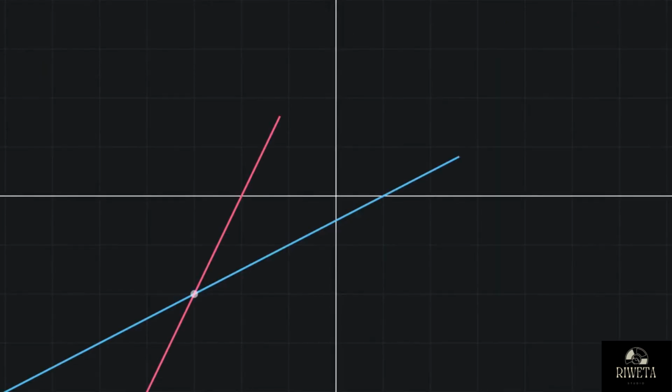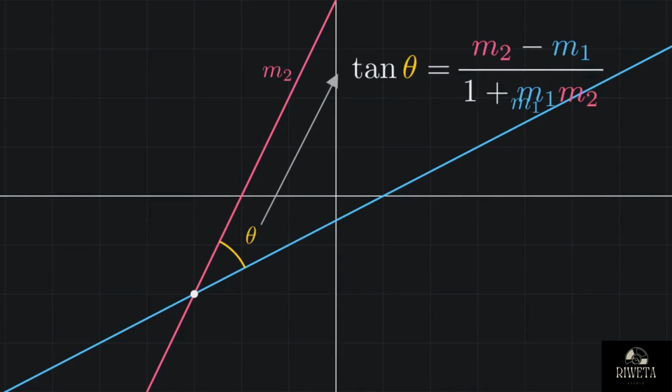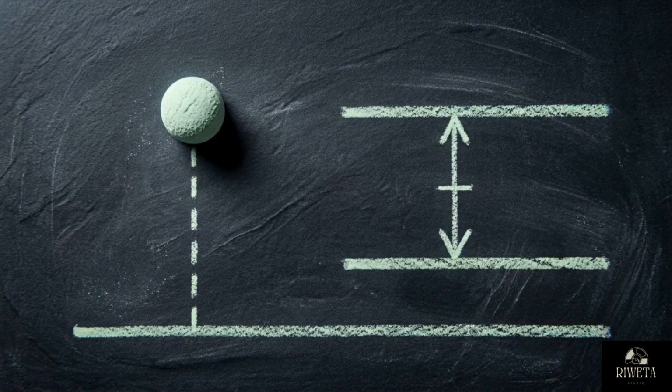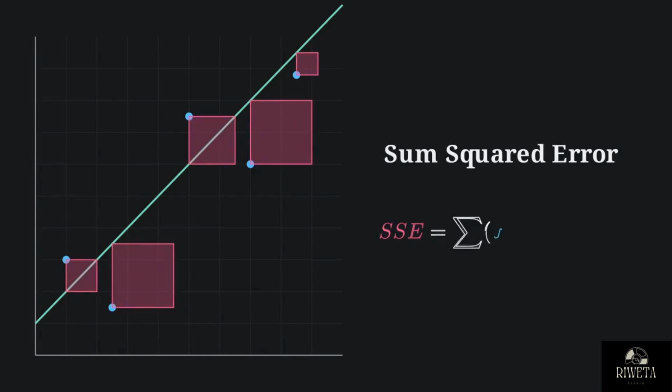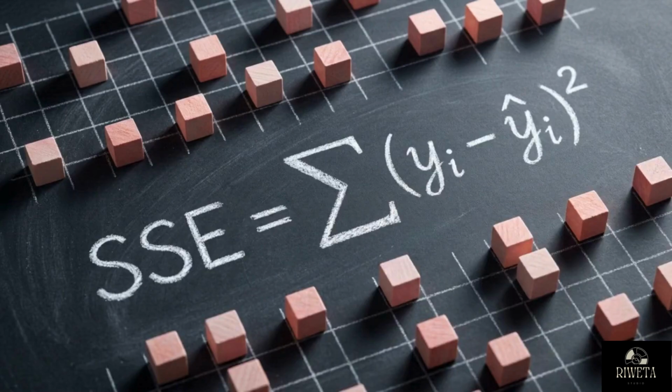When lines intersect, we calculate the specific angle between them by comparing their individual slopes. We can also define the shortest distance from an independent point to a line, or the constant distance separating 2 parallel lines. This chart shows a scatter of data points and a linear model of fit. To measure its accuracy, we calculate the sum-squared error. We measure the vertical distance from each point to the line, square those values, and sum the results. This calculation condenses all deviations into a single value.